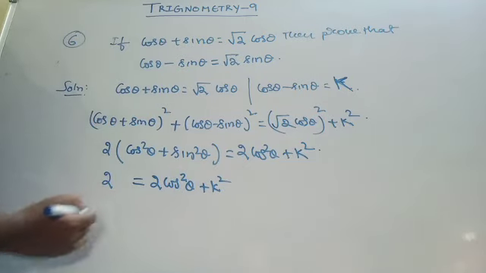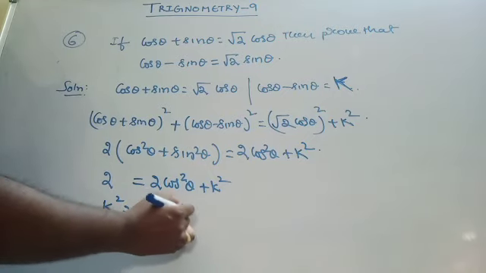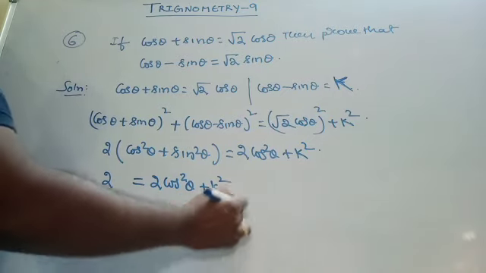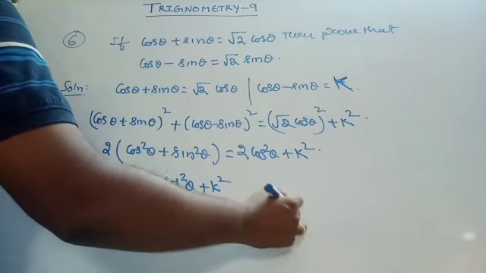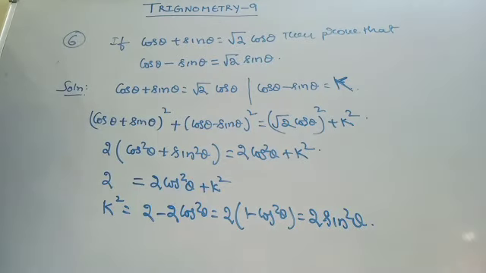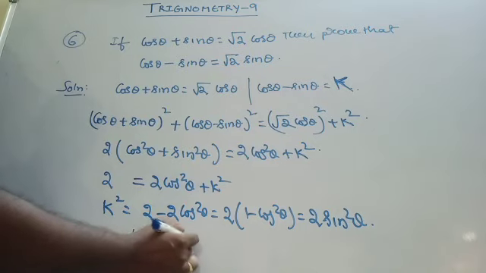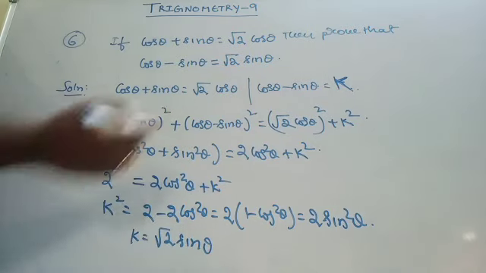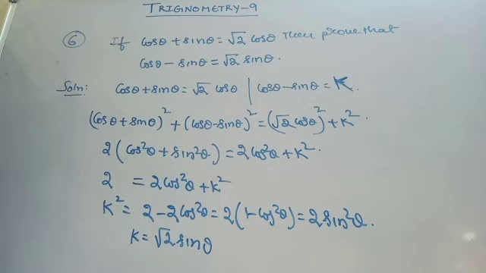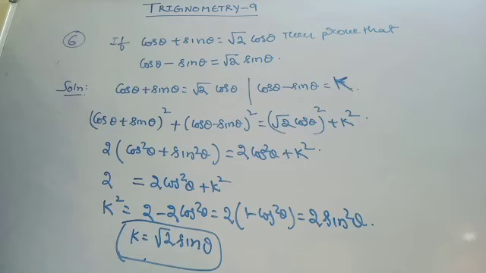From this it is clear that k square equals 2 minus 2 cos square theta. If you take 2 common, this is 2 times 1 minus cos square theta, and this is 2 sin square theta. So k square equals 2 sin square theta. From that, k equals root 2 sin theta, taking the square root. How beautifully we have got that. That is what we required to prove. In this way you will be proving this beautiful problem.